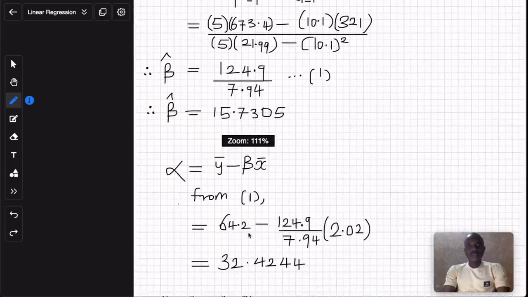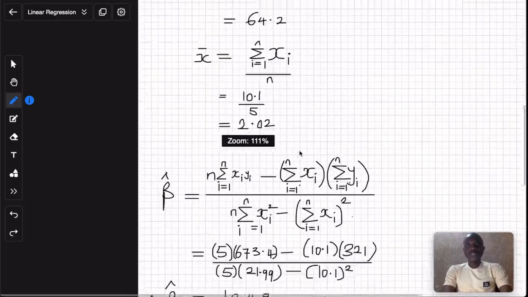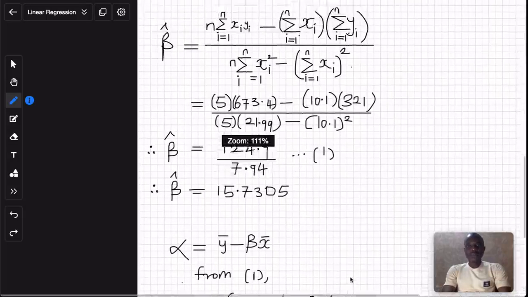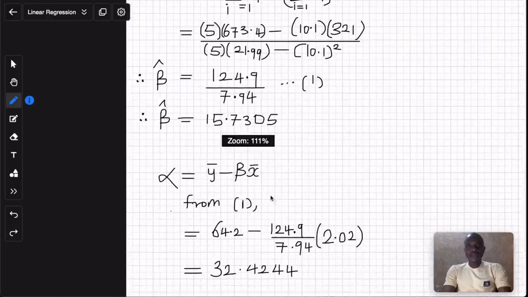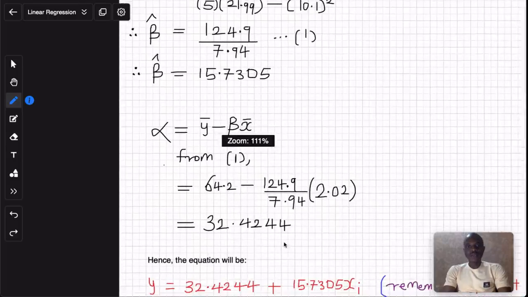All right. Now, going on, we obtained y bar and x bar earlier on, and so we just put their values here. Now y bar was obtained to be 64.2, so putting y bar here, we get this. And then x bar was obtained to be 2.02, so putting x bar there, and then we put beta, 15.7305 here, and then multiply and subtract from this, and that will give you 32.4244.